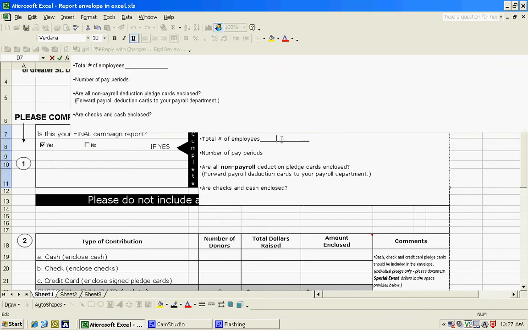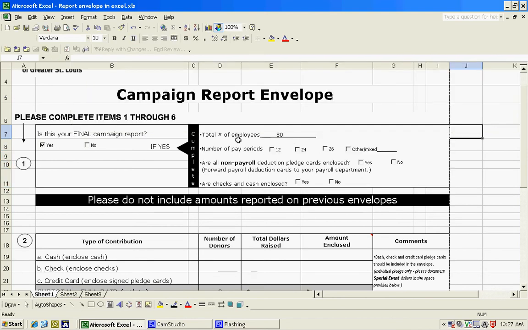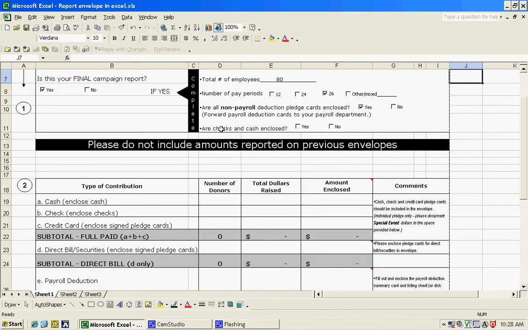Next, you should fill out total number of employees. For this example, we will say we have 80 employees. You should also choose number of pay periods, 12, 24, 26, or other. For this example, we will say we have 26. The next question, are all non-payroll deduction pledge cards enclosed, yes or no? Because this is our final campaign report envelope, we will say yes. Most likely, all pledge cards are enclosed. Also, with our checks and cash enclosed, again, because this is our final envelope, we will say yes. Most likely, everything we need is in the envelope.